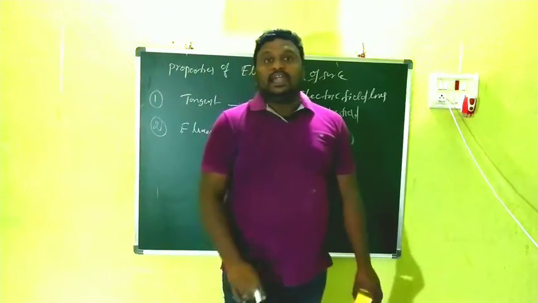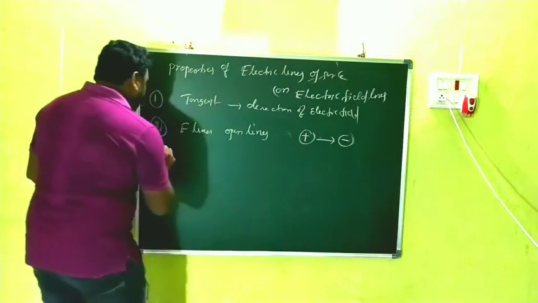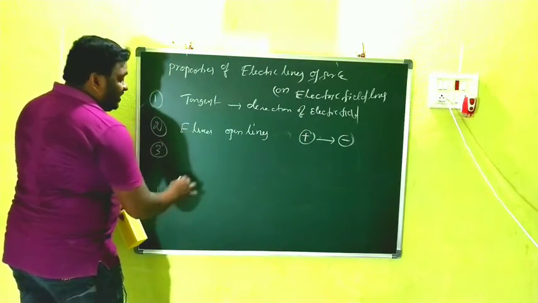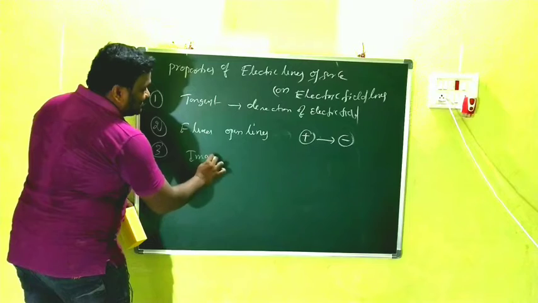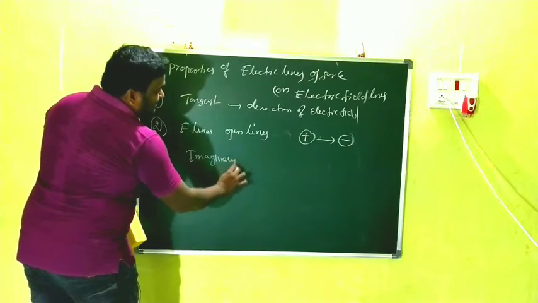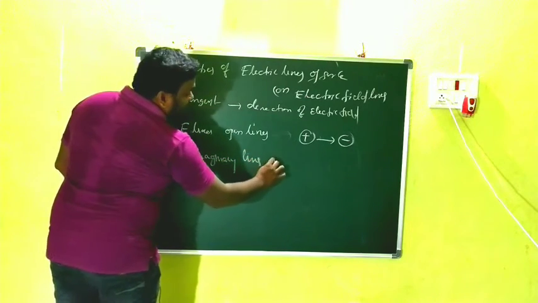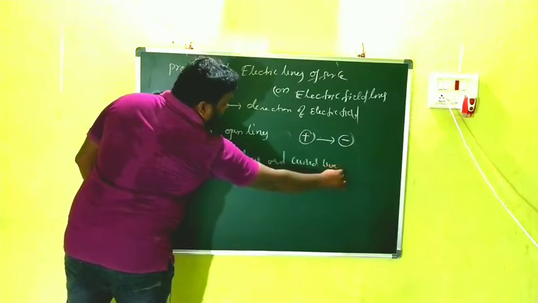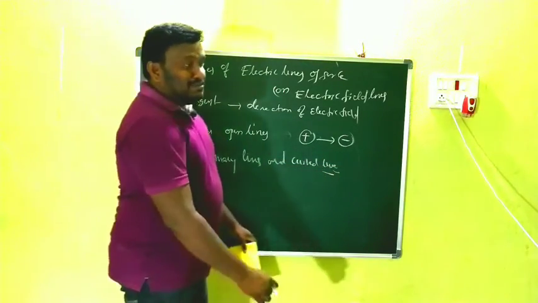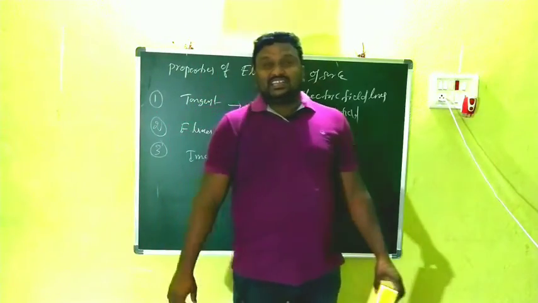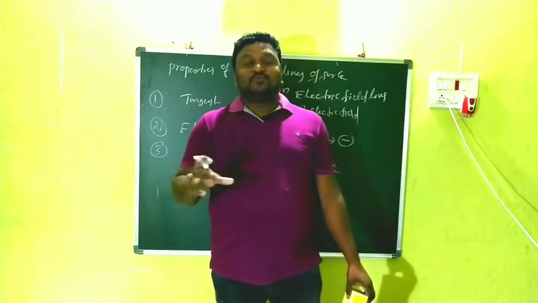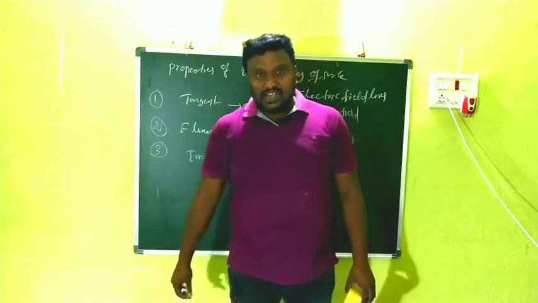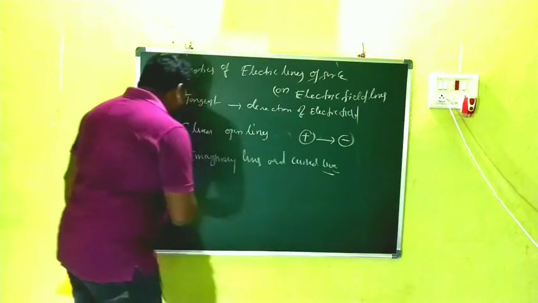Clear? And next, these electric field lines are completely imaginary lines, and they are in the shape of curved lines. Imaginary lines means there is no physical existence for the electric field lines. And now next, the fourth one.